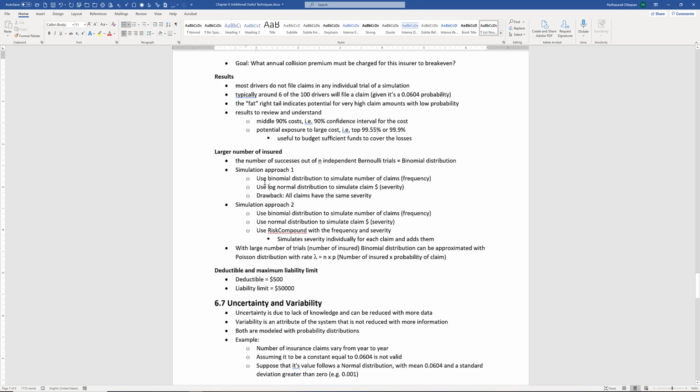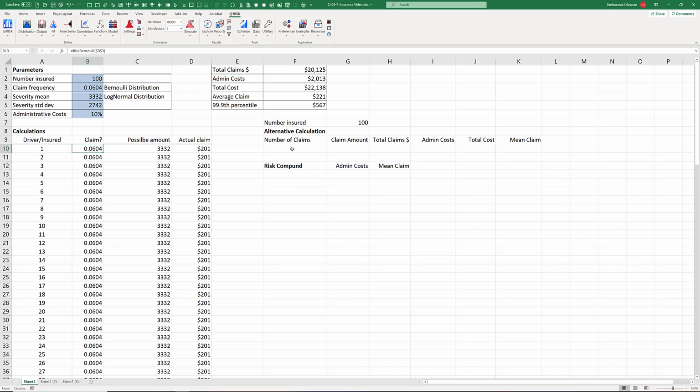But there is a problem, because what you're doing is you're simulating the severity only once. So you're simulating frequency, and then for each and every one of those claimants, there is exactly the same amount of claim, which is not really realistic. But we can take care of that. But first, let's set up the unrealistic one.